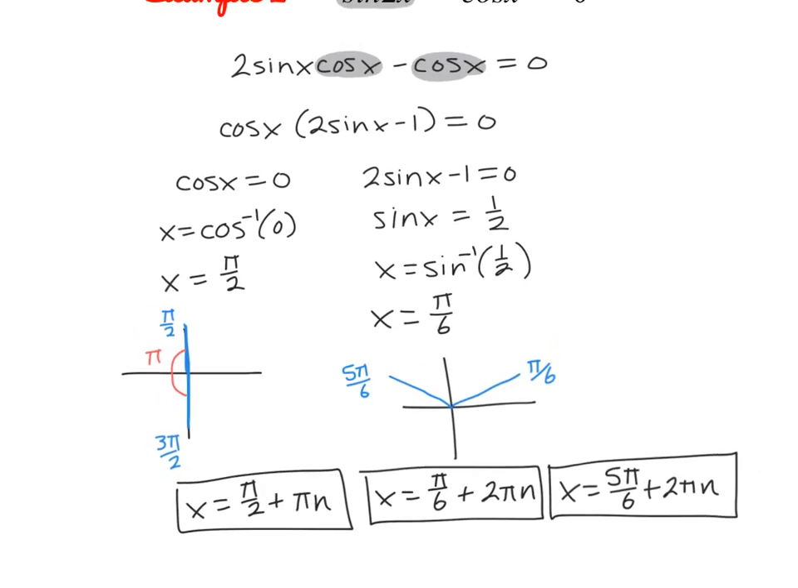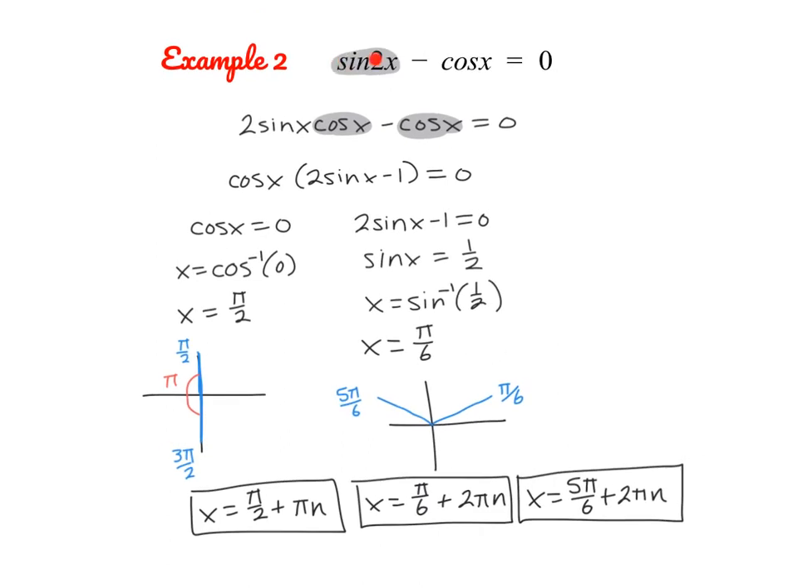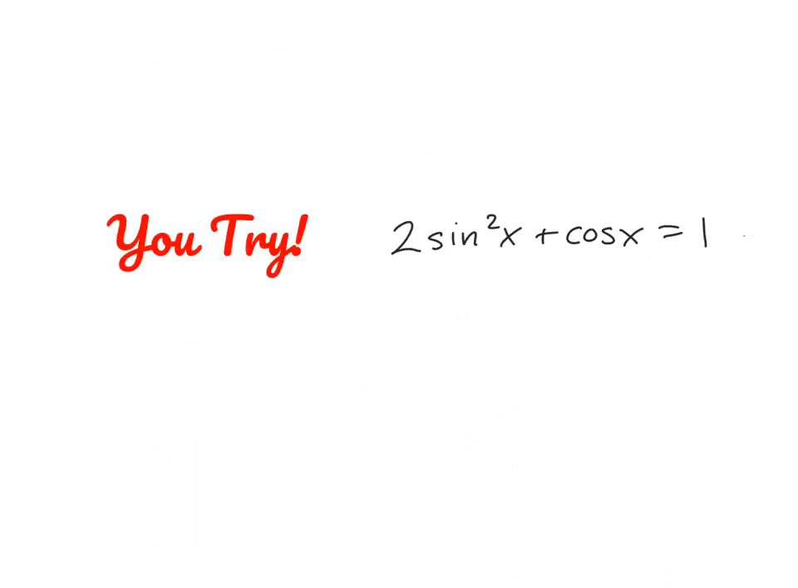And there you have it. So again, using the double angle identity allowed us to work with our equation, and we could actually factor it and finish solving from there. All right, so go ahead and pause the video and give this one a try, and we'll check your answer in just a few seconds.